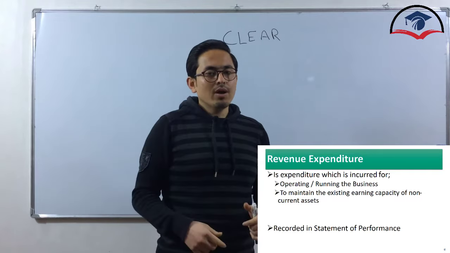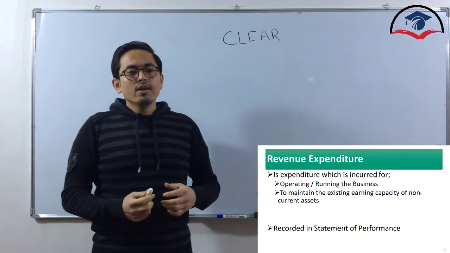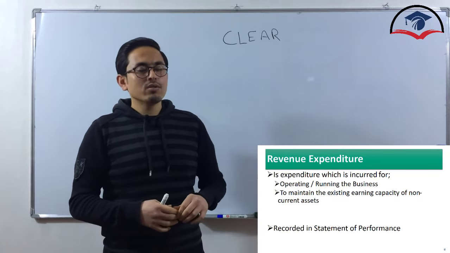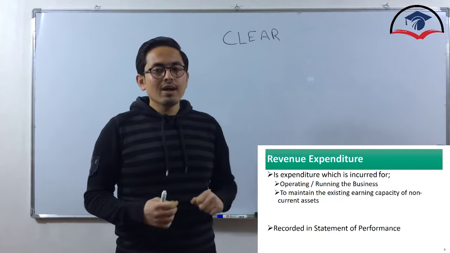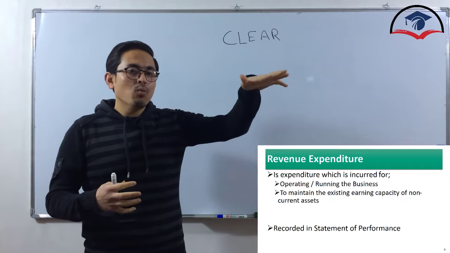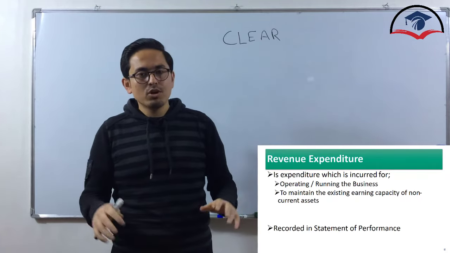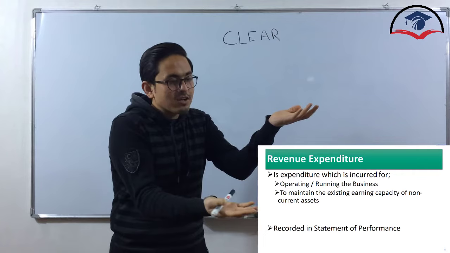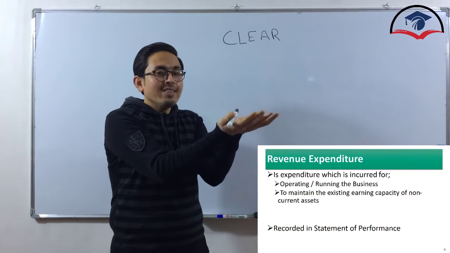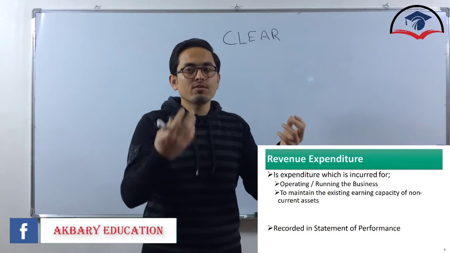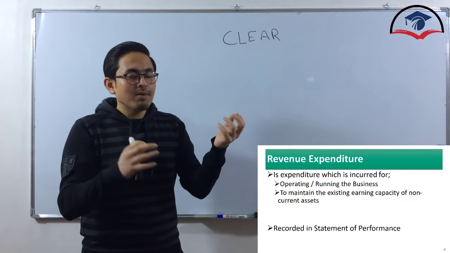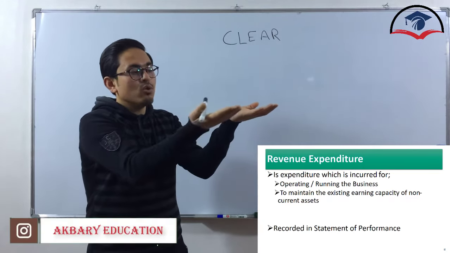Suppose I have a truck, a van. It's on the way to the customer, and on the way it gets a puncture. That puncture will cause the earning capacity of that van to decrease and it will stop operation. To bring that situation back to the normal situation, I need to pay some expenditure for that, and that expenditure is revenue expenditure. So it will maintain the existing earning capacity, or it will bring it back to the normal situation.